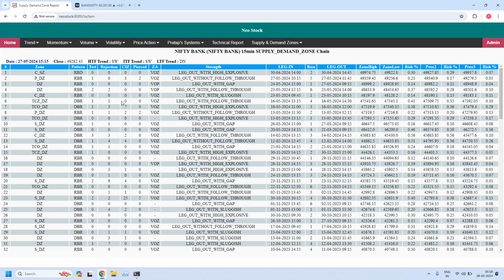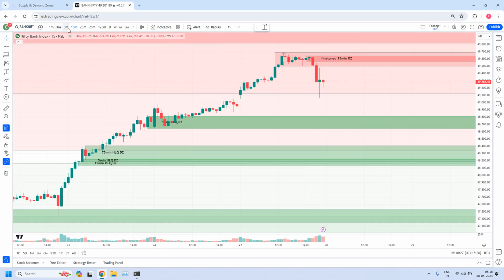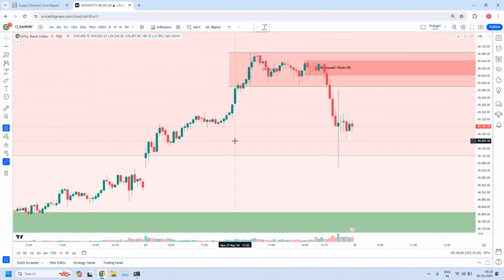For the remaining zones, you have to plan your trades according to the trend only. Trend is your friend until the end when there is a bend. So now I am changing the time frame to 5 minutes, generating the chart here also, changing the time frame to 5 minutes.